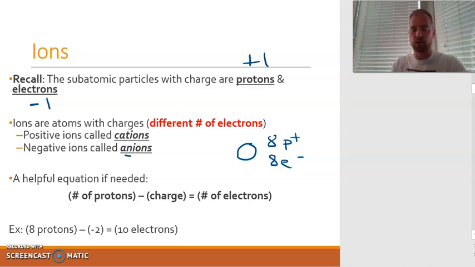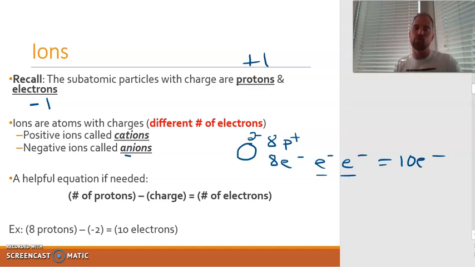But what if we were looking at not neutral oxygen, but oxygen that had a -2 charge? Does that mean that you now have 6 protons? No, you never change the protons, because if you had 6 protons, now that's carbon. So we don't want to change the number of protons. Instead, we want to change the number of electrons. If it had overall a -2 charge, that means you must have 2 extra electrons, 2 extra negative particles that don't have any positive to cancel them out. And so really that means you have 10 electrons.